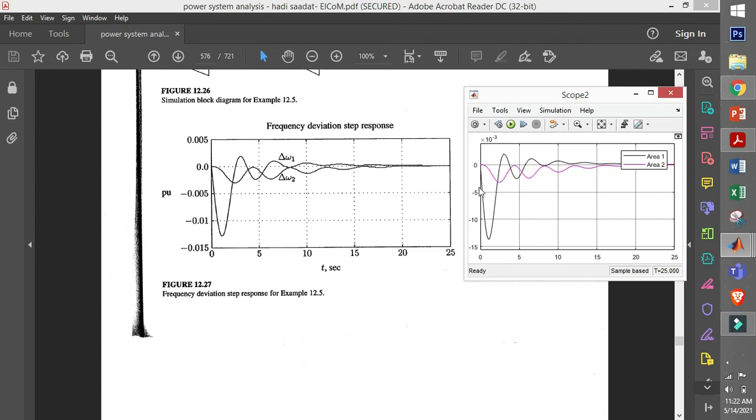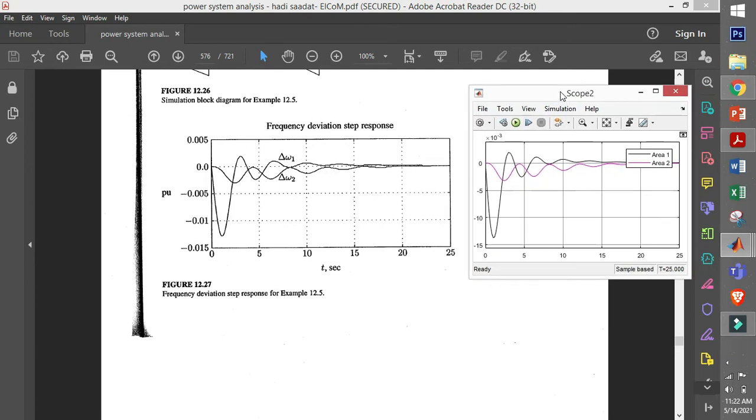You can see the frequency of area 1 is this black curve which is getting down, but because of the integral controller it is settling at 0 only. It means if the initial frequency of the power system is 50 Hz, the final frequency will also be 50 Hz because of the integral controller. This is the benefit of the integral controller we are using here.